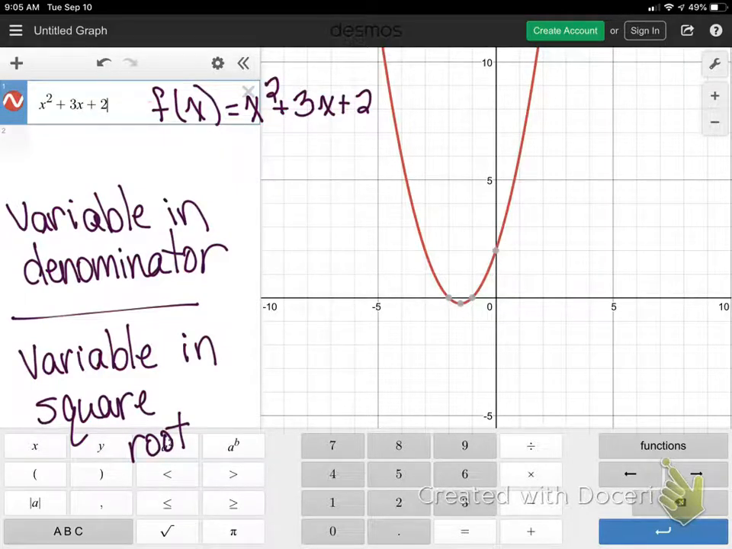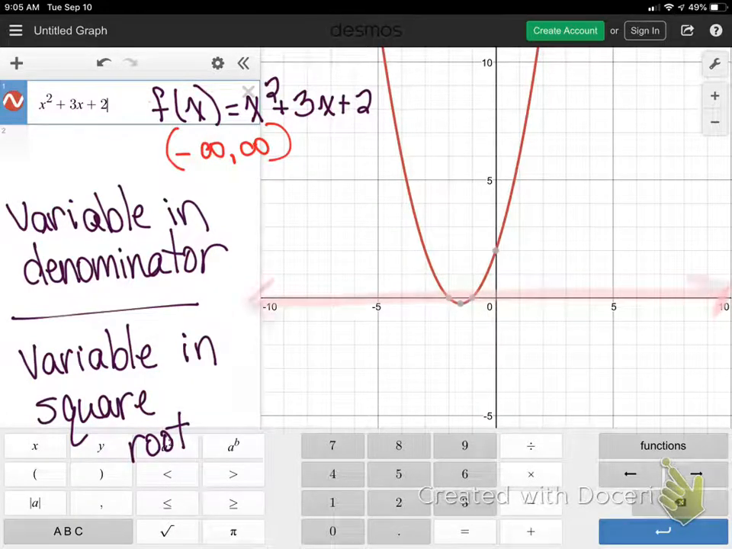So for the domain of this, I'm looking at the values on my x. I'm not looking at the values on my y. To look at the values on my y, you'd be dealing with range. But right now I'm asking for the domain of this particular problem. And the domain of this particular problem is negative infinity to positive infinity.